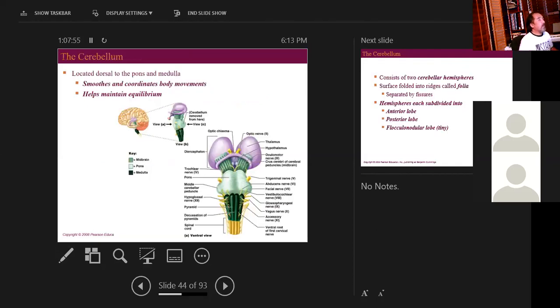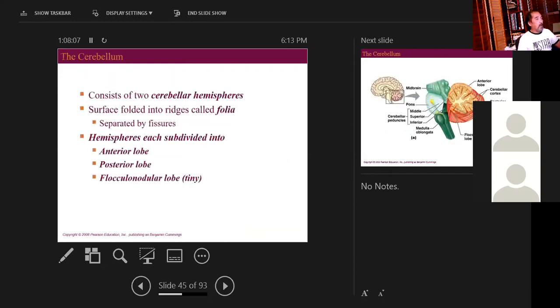All right, so we finished with everything at the brainstem. Now we're going to the back, the cerebellum. It produces coordination of body movement and helps maintain equilibrium. So there are the cerebellar hemispheres, and it has three lobes: anterior, posterior, and flocculonodular lobe. The ridges are called folia, and the separations between the folia are called fissures. So just remember, in the cerebrum, the folia is your gyrus.